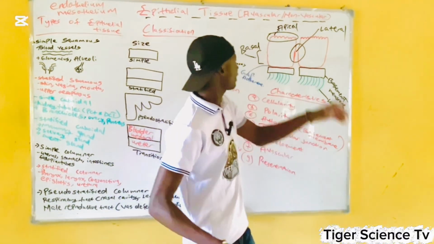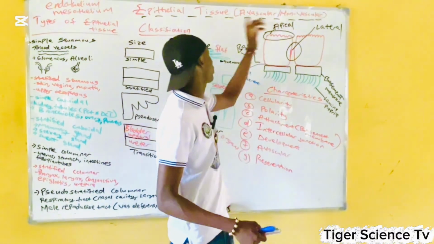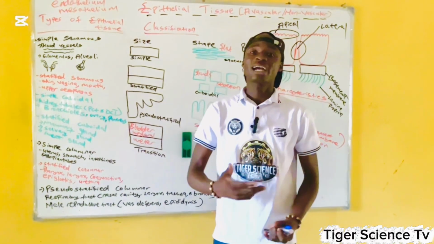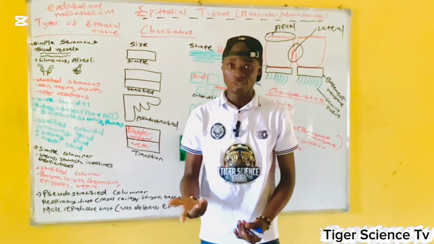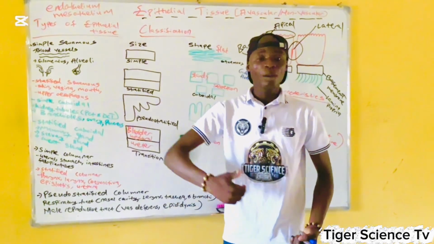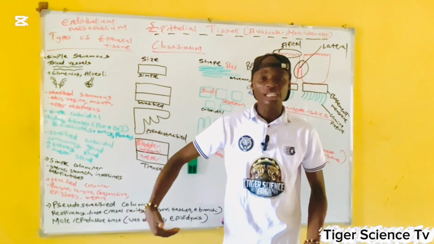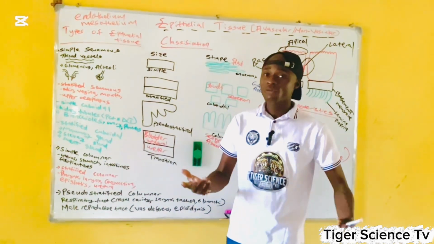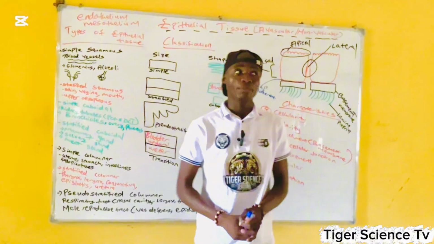You see in my title I wrote avascular or non-vascular. Epithelial tissue is a type of avascular tissue in the body. That's one of their characteristics: they lack blood vessels. They receive blood supply and nutrients from the underlying connective tissue. That is one of the characteristics of epithelial tissue. They are non-vascular, or avascular.